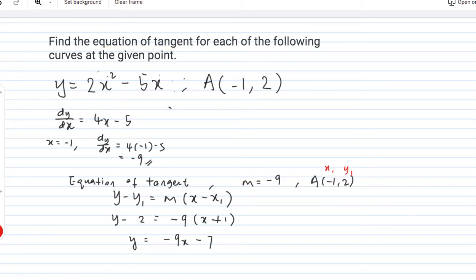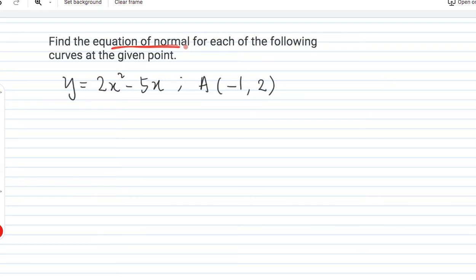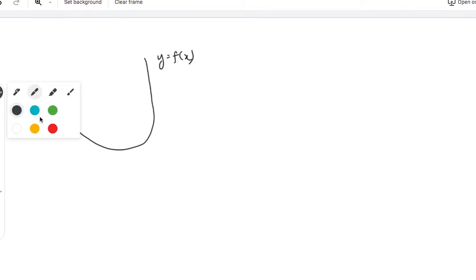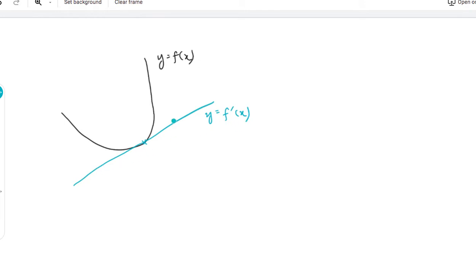If I want to find the equation of normal, okay, this is the curve. This is your y equals f(x). And just now we found the equation of tangent at this point. Okay, this is the equation of tangent at this point, x equals what? And now we want to find the equation of normal. This is 90 degrees here.